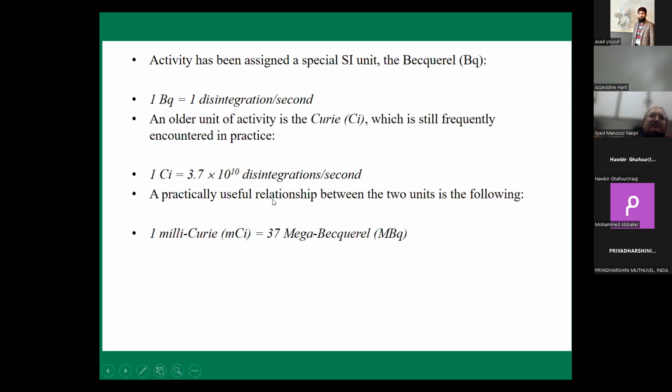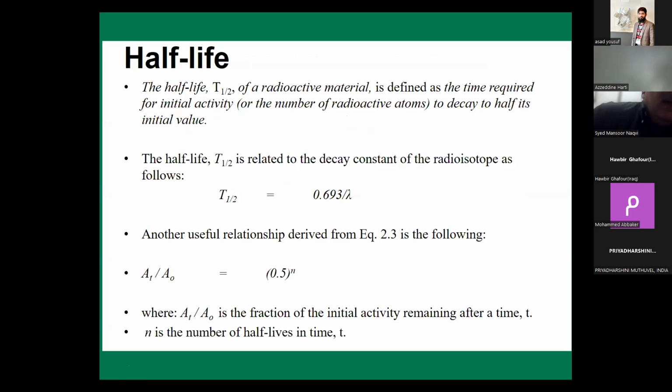But as I mentioned, practically we today use the units of megabecquerel for describing or prescribing the doses to the patients in nuclear medicine or otherwise. A very important parameter which refers to the activity is half-life, which describes the time in which half of the activity will be lost. It is given by the relation here as the reciprocal of the decay constant.